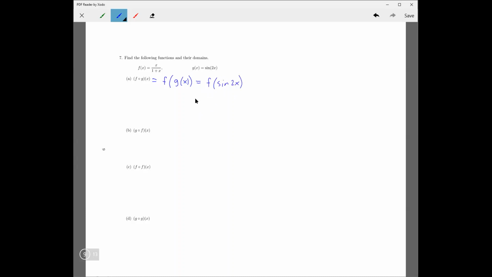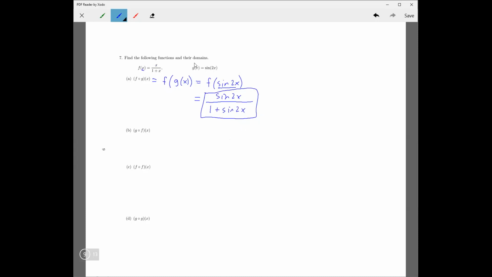Like that. And then you say, okay, well, f of x is x over 1 plus x. But this is f of sine 2x. So this x has been replaced with this. That means that these x's get replaced too. So x got replaced with sine 2x, that means this x gets replaced with the sine 2x, and this x down here also gets replaced with sine 2x. Okay, and that's the answer to the first one.